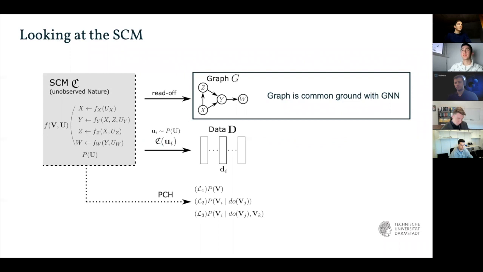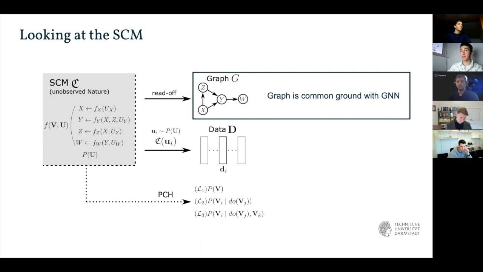So you see on the left side now this SCM, and usually this is unobserved, right? So I think this is an important note to make. You might have partial information on it, but usually not really the whole thing. Otherwise, I mean, you're done. And what you can read off is the graph, right? It can create some data, and it implies the causal hierarchy by that, right? So these different levels we've discussed earlier.